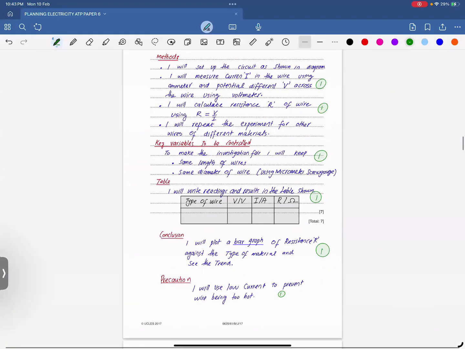Never close the question until you are satisfied that you're going to get the full mark. There are more points, as many as you can write. So with this, the question is done.